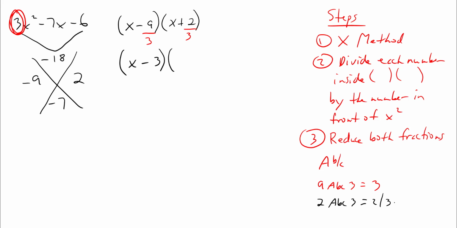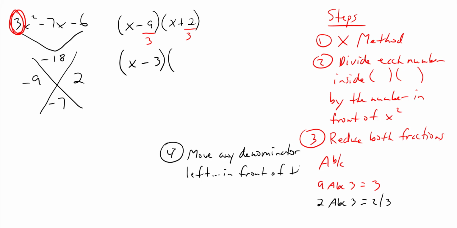Okay, and I'm going to show you a little bit more challenging problem in a second here. All right, but all right, well, let's keep going here. So you want to reduce both fractions, and then your fourth step. I'm running out of room here, so I'm going to write the fourth step here. The fourth step is you want to move any denominator, which is that bottom part of the fraction, left. So you move it to the left. So move any denominator left in front of the x.